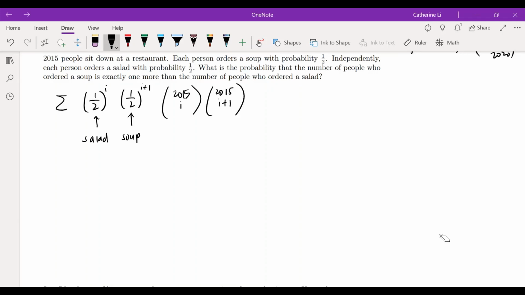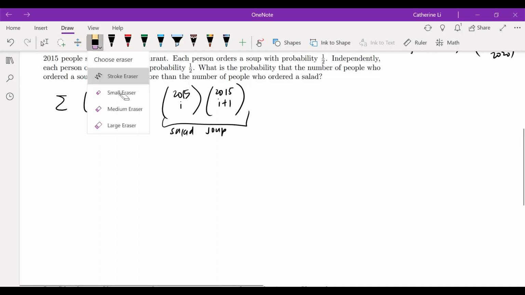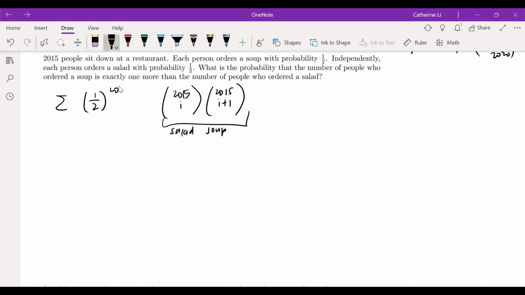Is this correct? I don't think this is correct. So we need to choose these people who order salad and soup, but actually there's 2015 people regardless, so this is just 1/2 to the 2015. Okay, I think this looks right.